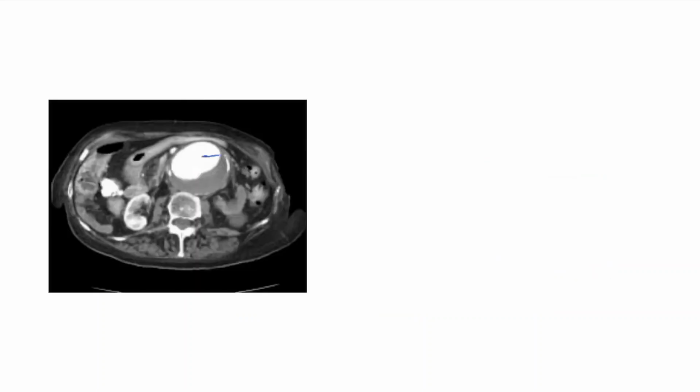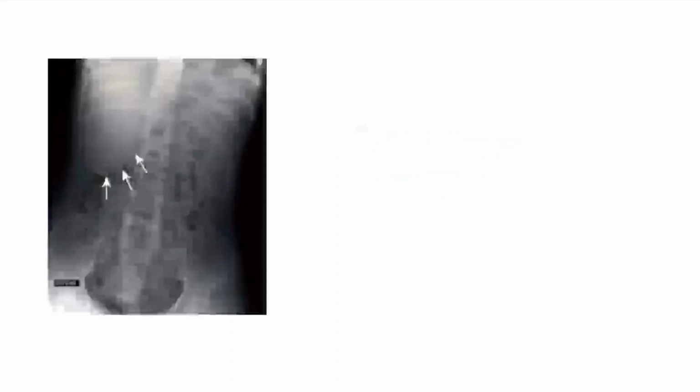What does this CT scan show? This CT scan shows abdominal aortic aneurysm. Abdominal aortic aneurysm. What does this X-ray show? This X-ray shows hepatomegaly.